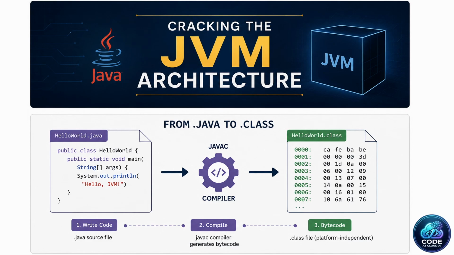As Java developers, we write our code in Java files, compile it into platform-independent bytecode, and then let the Java virtual machine take over. But what actually happens inside that black box? Today, we're tearing down the JVM layer by layer to see exactly how it loads, verifies, executes, and manages your application memory. Let's dive in.